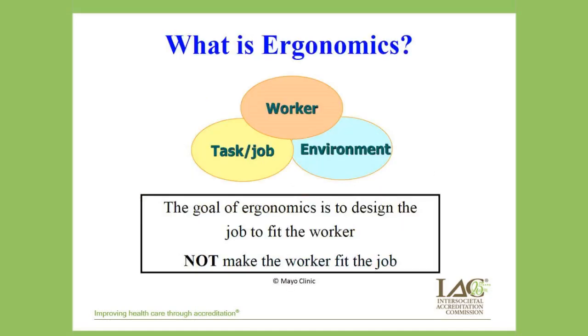Another way to think about it that is a little less academic is that the goal of ergonomics is to design the job to fit the worker, not to make the worker fit the job. And I think the thing that we need to remember is that the worker, the job, and the environment are intertwined, and you can't just pull one of those things out, fix it, and then say that you've got good ergonomics. So really, during this webinar, we'll be looking at multiple factors in each of these areas.